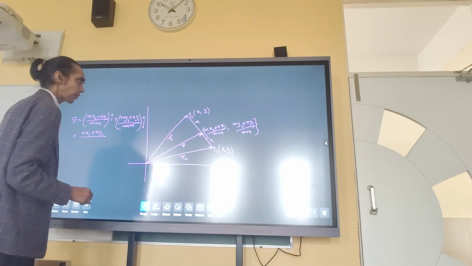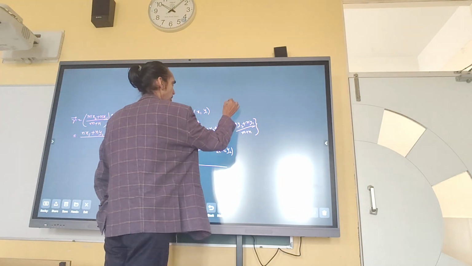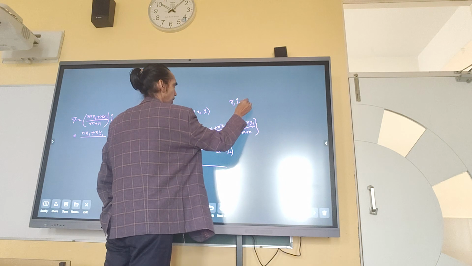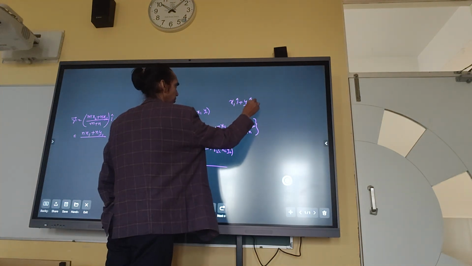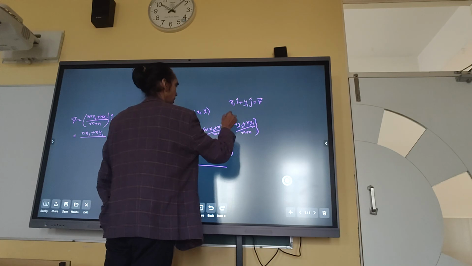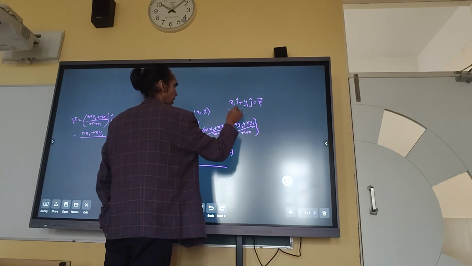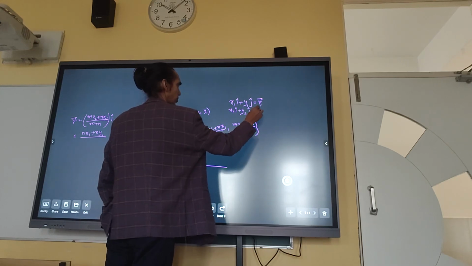See, R1 vector can be marked as x1 I cap plus y1 j cap. This is R1 vector. R2 can be marked as x2 I cap plus y2 j cap. This is R2.